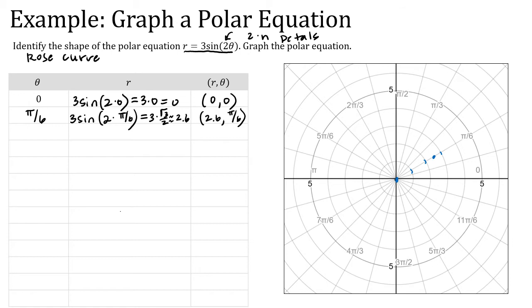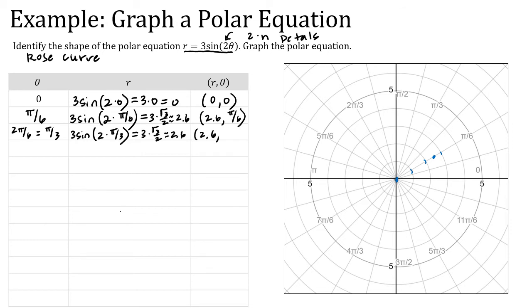So 1 pi over 6, let's try 2 pi over 6. 2 pi over 6 is going to be pi over 3. So I'm going to have 3 times the sine of 2 times pi over 3. And go ahead and pause the video on that and figure out what that should be. I came up with 3 times the sine of 2 pi over 3. The sine of 2 pi over 3 is also square root of 3 over 2. So same output of about 2.6.